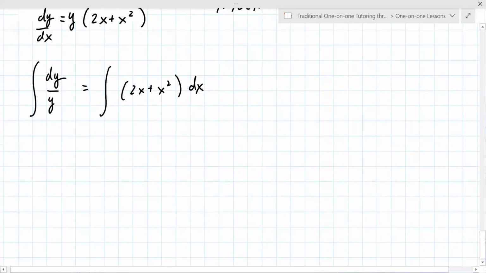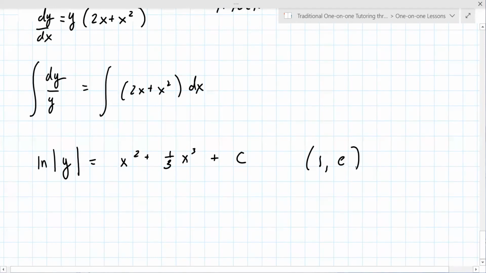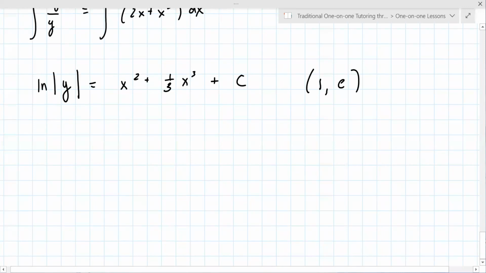All right, dx. So the antiderivative on the left here is the natural log of the absolute value of y equals, and then these are power rules. x squared plus x cubed over 3. All right, and let's go 1 comma e this time. Make it a little bit more difficult. So ln of e equals 1 squared plus 1 cubed over 3.